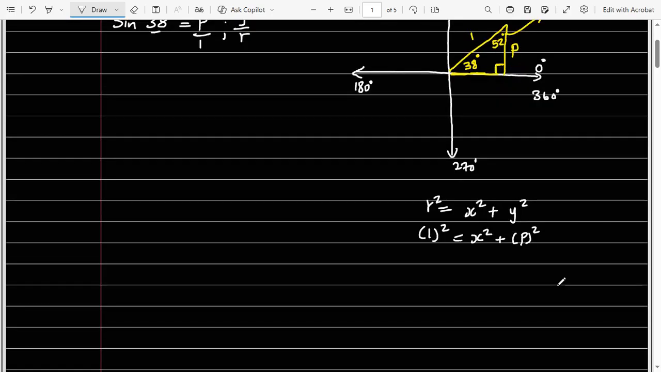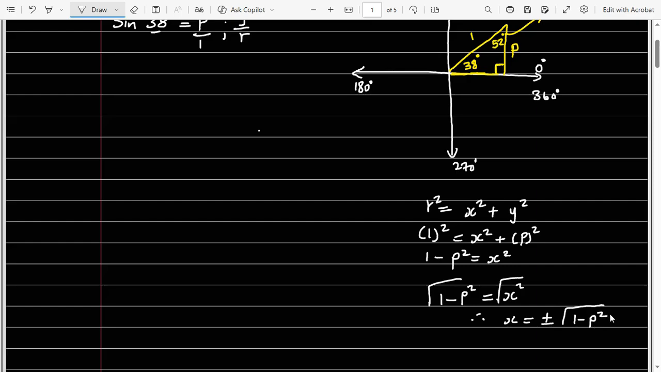So I'm going to take the p squared to the other side. This is 1 minus p squared is just equal to x squared. So this is x squared. So now look at this. I have 1 minus p squared, which is equal to x squared. I'm just going to square both sides. Therefore, x is plus or minus the root of what? The root of 1 minus p squared.